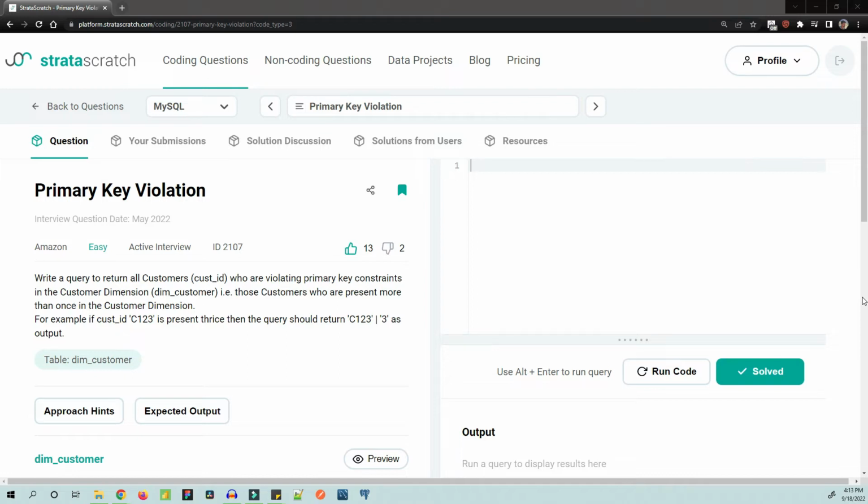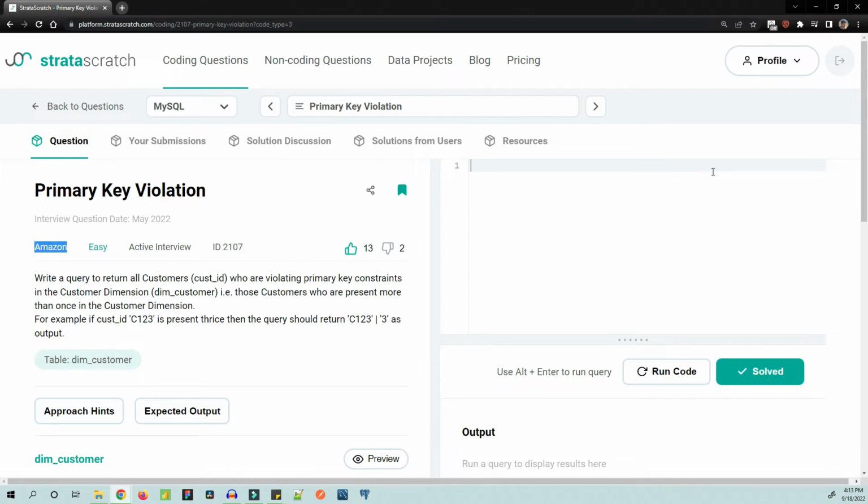So today we have an SQL question from Amazon and the difficulty level is easy. So this is an interesting question and it will test your fundamentals a bit, right? So what does the question say?